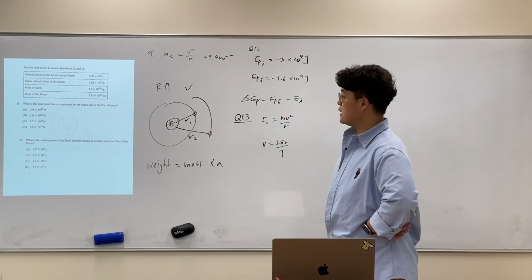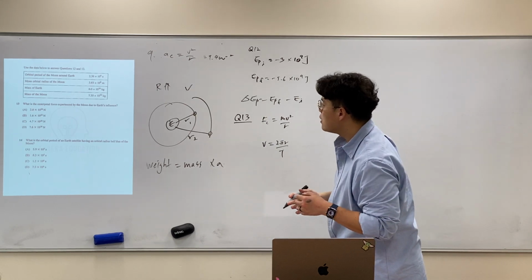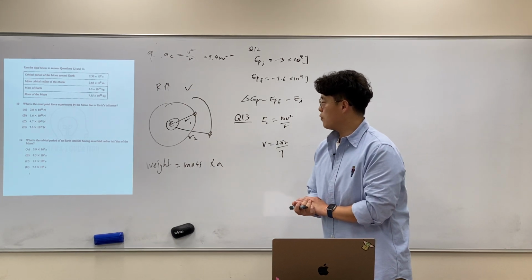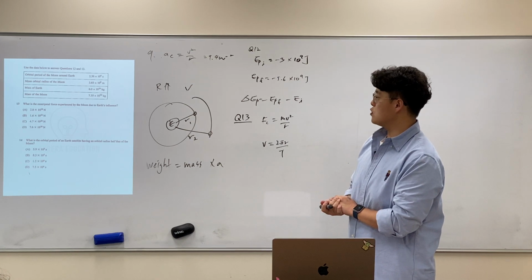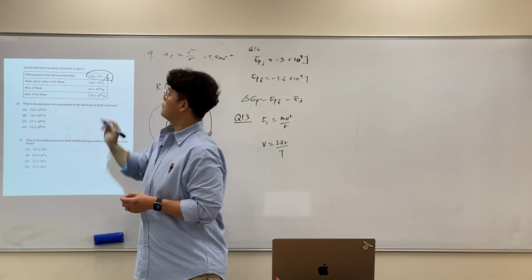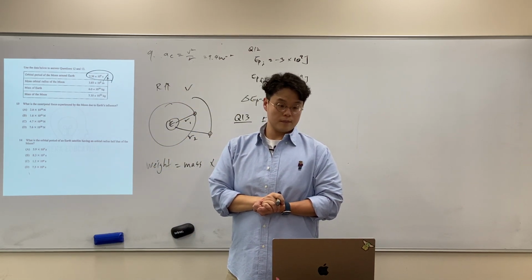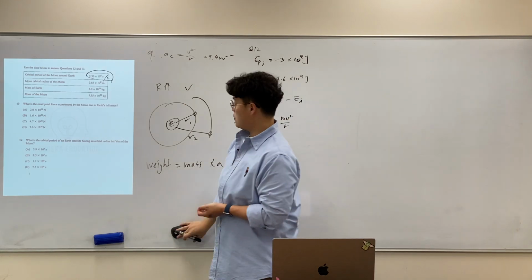14. What is the orbital period of an Earth satellite having an orbital radius half that of the Moon? So the orbital radius is now decreased by half. Okay, how do we do this?